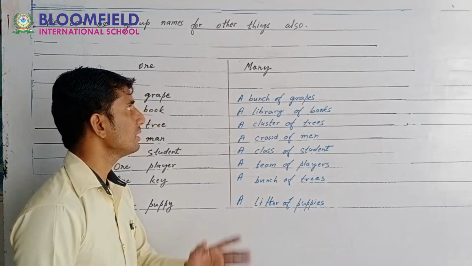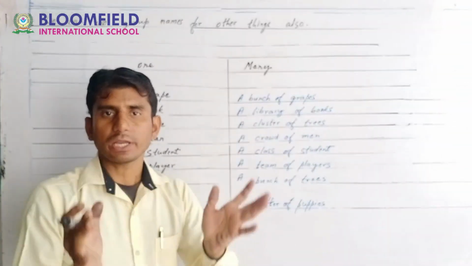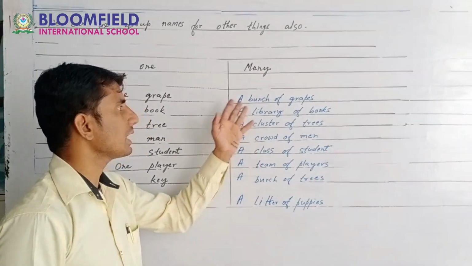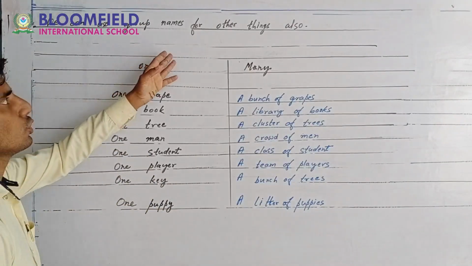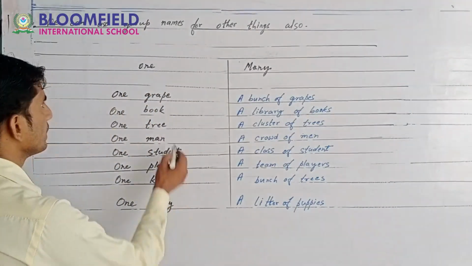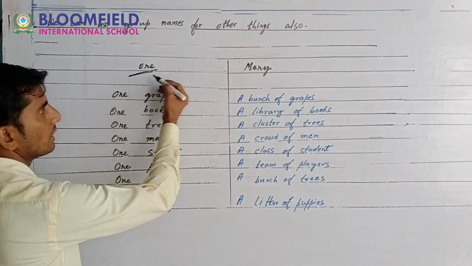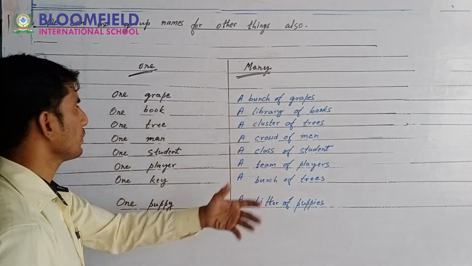These are examples. Suppose one grape. If there are many grapes, we can say a bunch of grapes. I mentioned here that we can use group names for other things also. Here is the singular for one, and for many I have mentioned it here. One grape, a bunch of grapes.